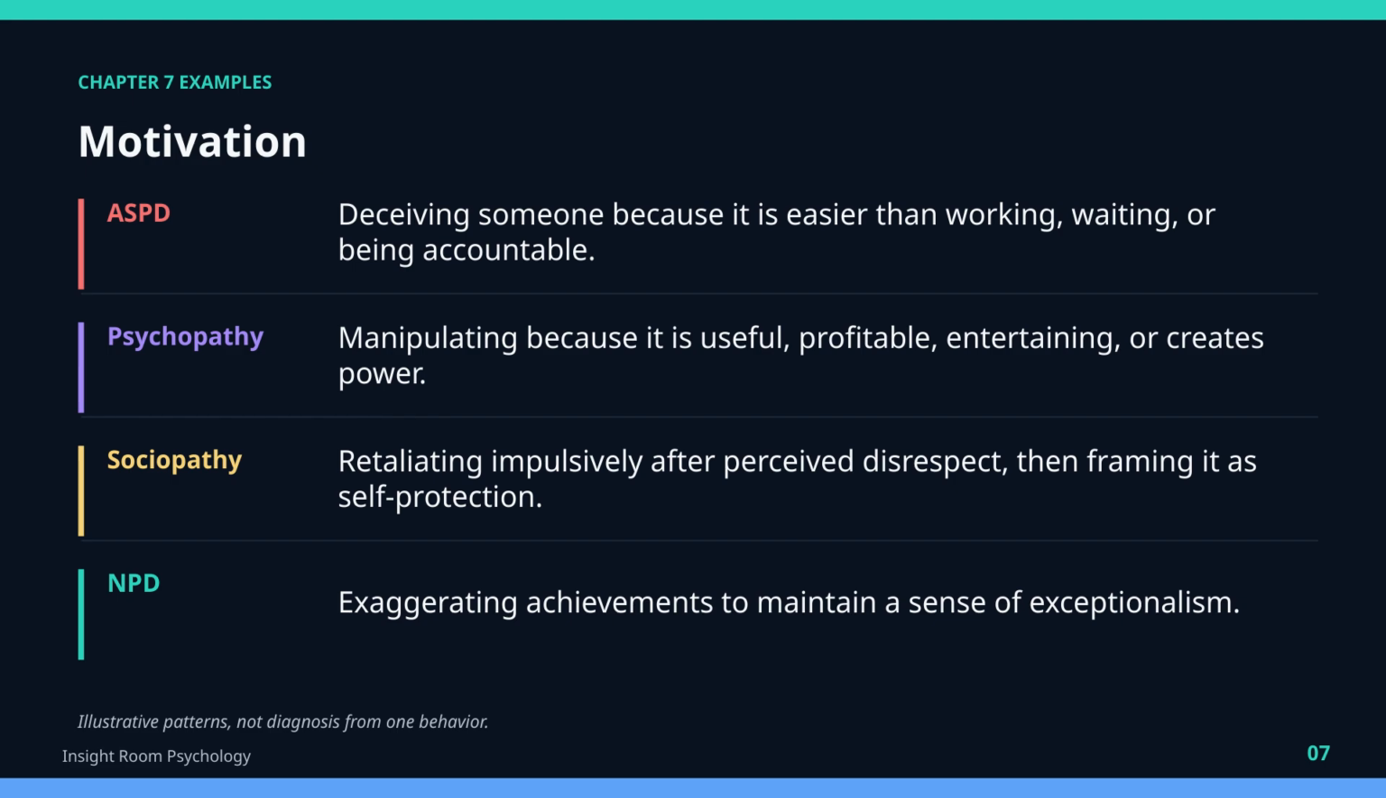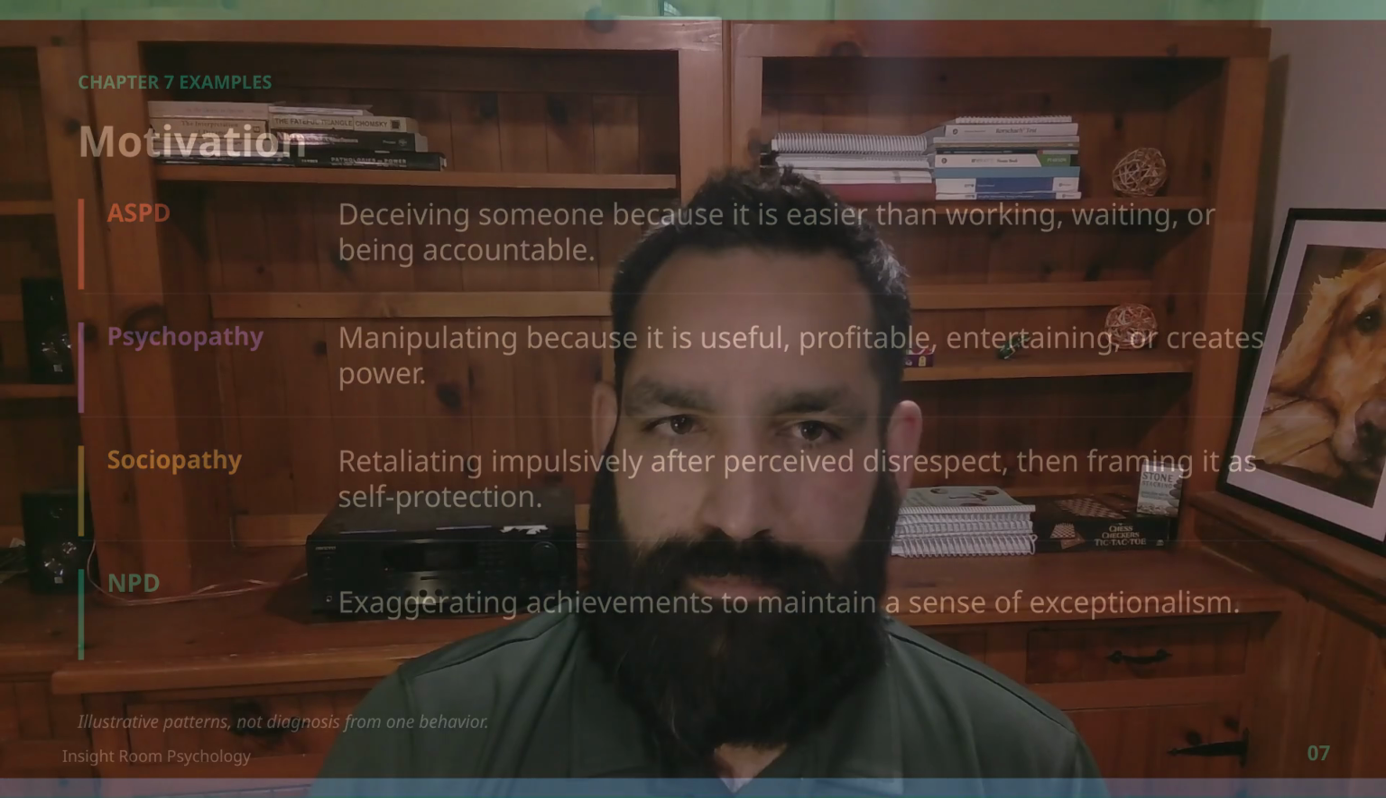With sociopathy, there's no formal motivation model. People often use the term when they think someone's behavior is driven by resentment, anger, impulsivity, trauma, or antisocial adaptation. Someone may retaliate impulsively after feeling disrespected, then later justify the behavior as self-protection. With NPD, motivation is often connected to self-esteem regulation. This may include admiration, superiority, validation, status, specialness, and avoidance of shame. For example, someone may exaggerate achievements, name drop, dominate conversations, or devalue others in order to maintain a sense of being exceptional.